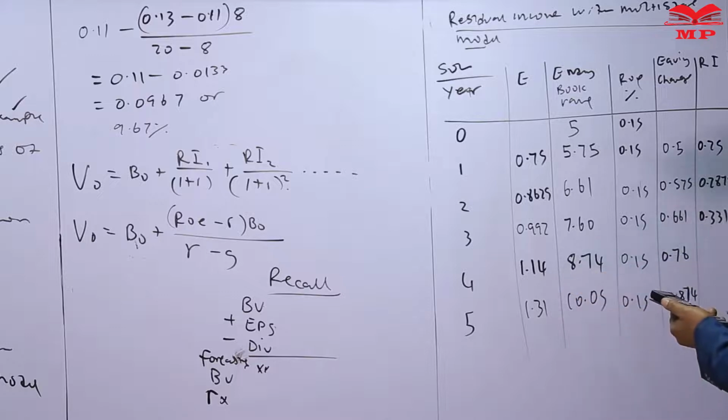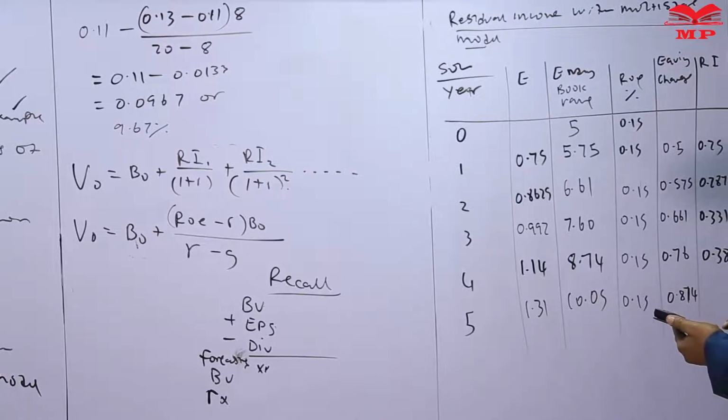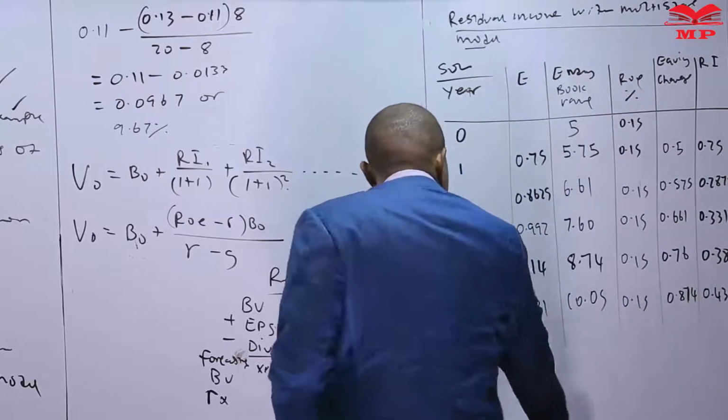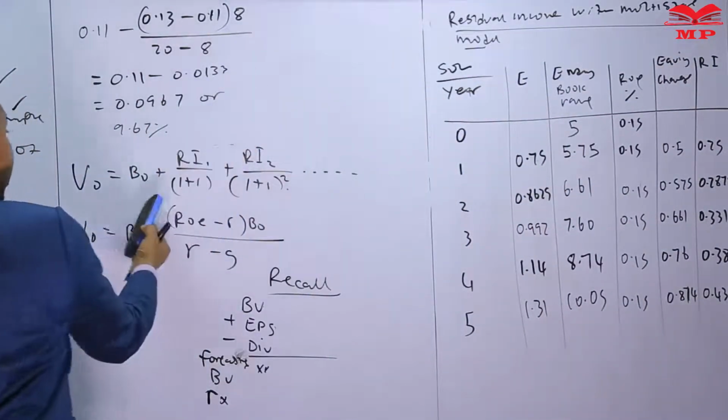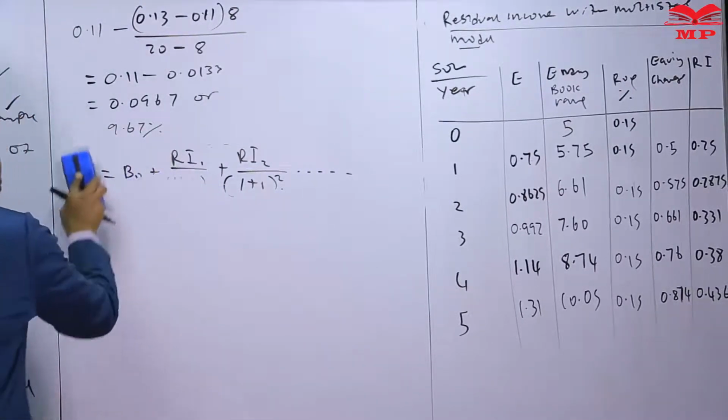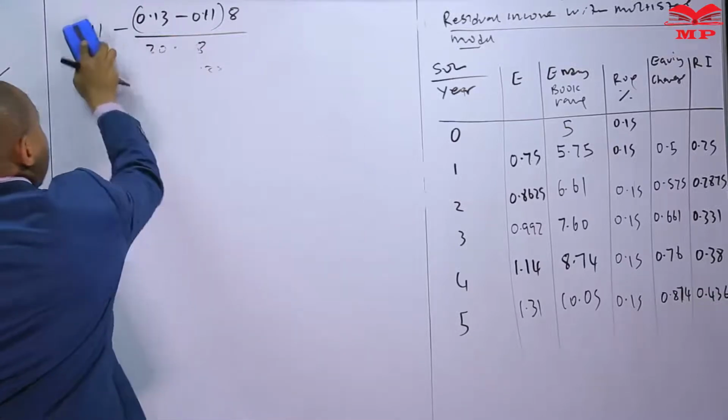Then we have 1.14 minus 0.76, 0.38. Finally, we have 1.31. We minus 0.874, 0.436. Now these are the respective residual incomes. Once we have that, we just combine them based on this formula right there, so that we can get the value of the share.